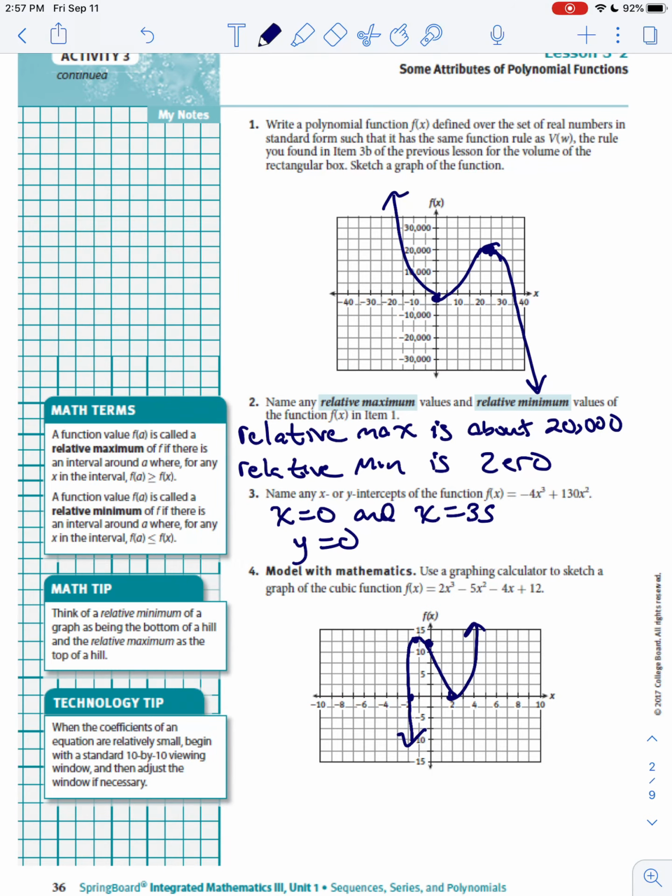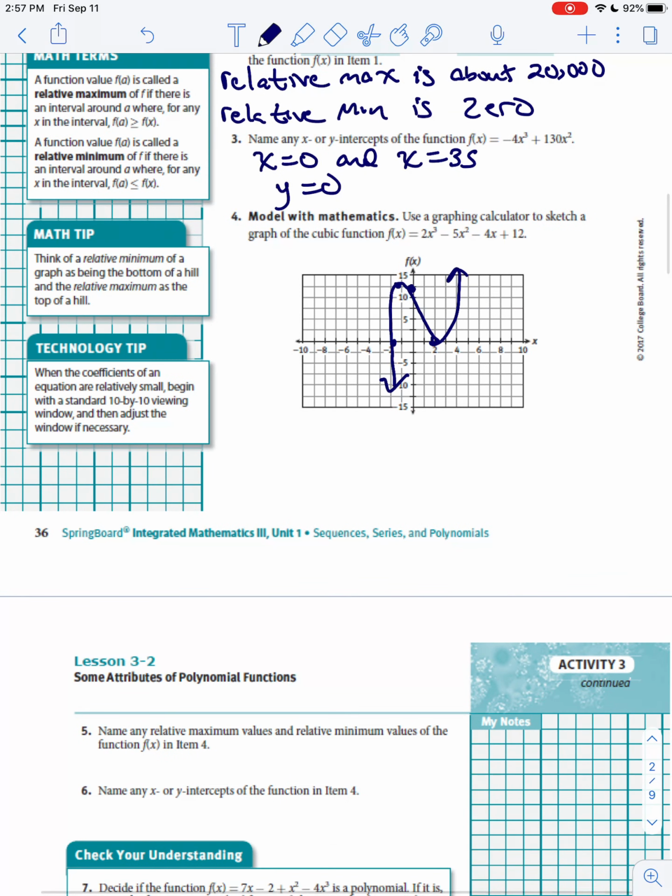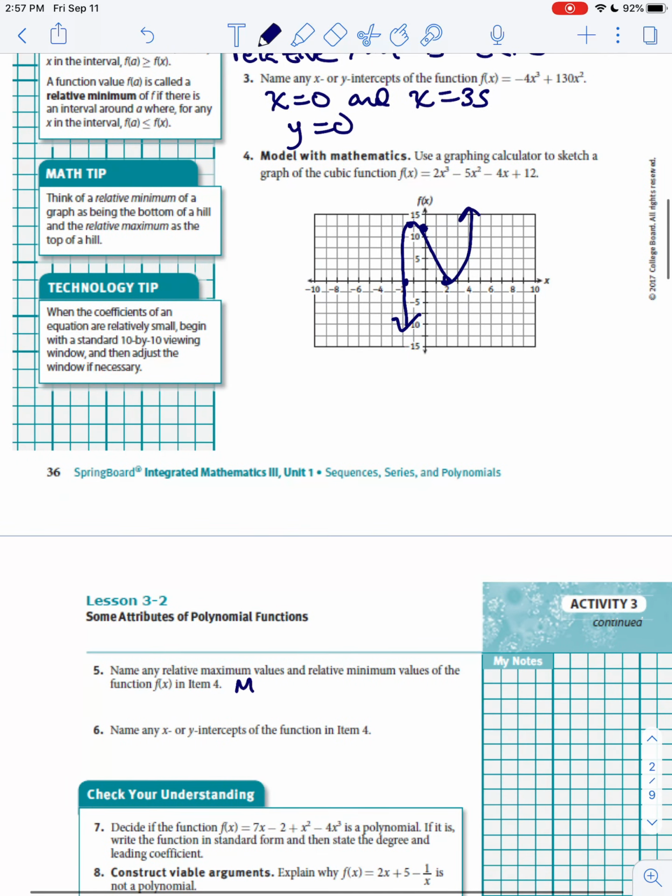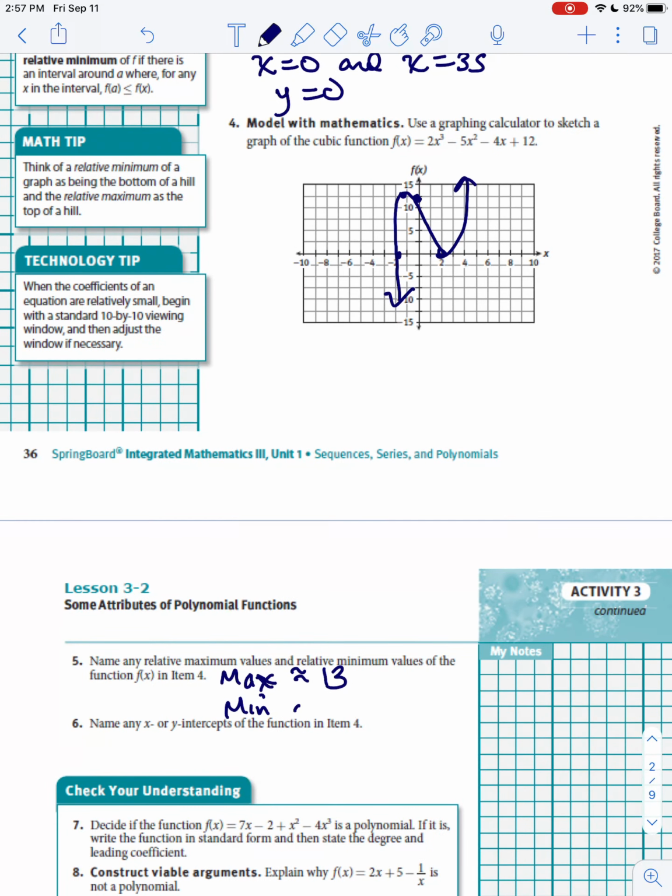And so now we can talk about some of those main attributes. They'll ask us a few questions. So question 5 says name any relative max values or relative min values. So I see a relative max at about, looks like about 13. So I would say max, approximately 13. And I see a min, a low point at 0. Okay, and again, these are just sketches.